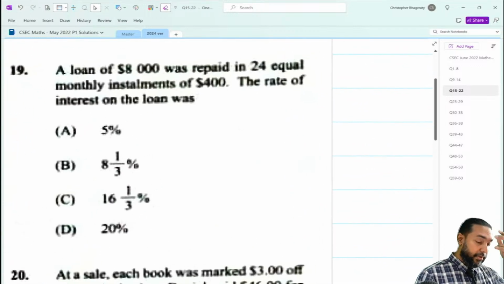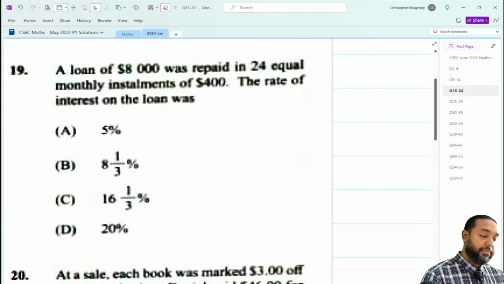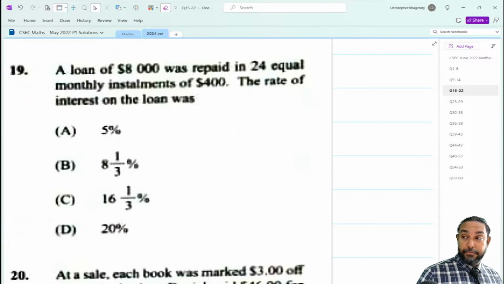All right, a loan of 8,000 was repaid in 24 equal monthly installments of 400. What was the rate of interest on the loan?